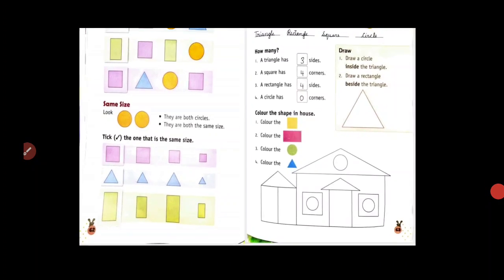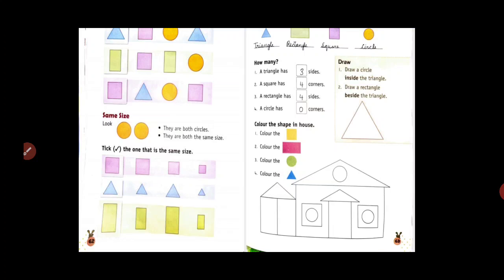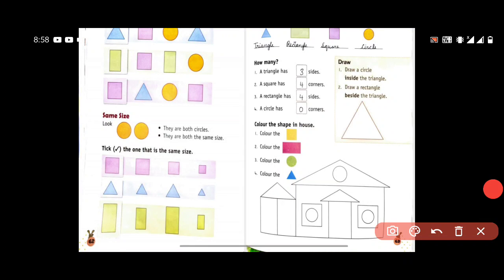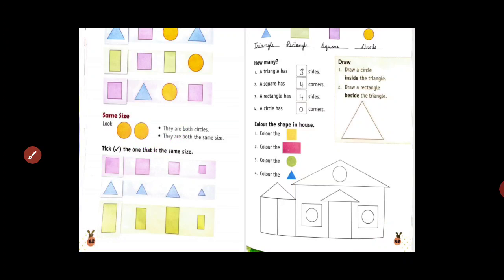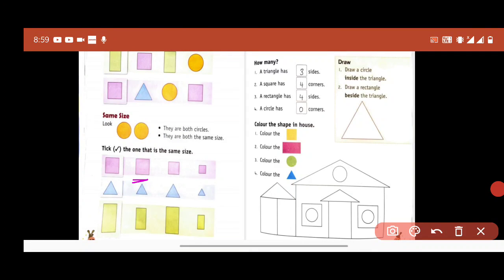Now, tick the one that is the same size. So, children, see, same size means absolutely similar and of the same size. Over here, the square and the second square are almost the same size. So you just have to put the tick. If you see and compare these three, this one is bigger, then this is the biggest, then the bigger and the small. Right? So over here, if you see, the first one is exactly of the same size as given outside. So this is the way you just have to put a tick on the shape which is of the same size.